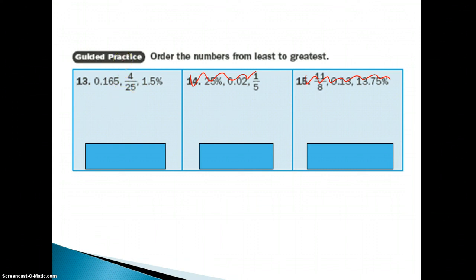4/25ths turns to a decimal of 0.16. I'm going to add a 0 because that has 3 places, so this needs to have 3 places. 1.5% is 0.015. I'm going to line up the decimal points.